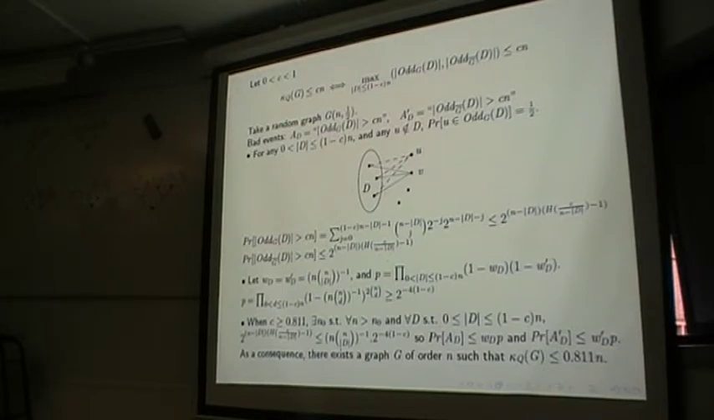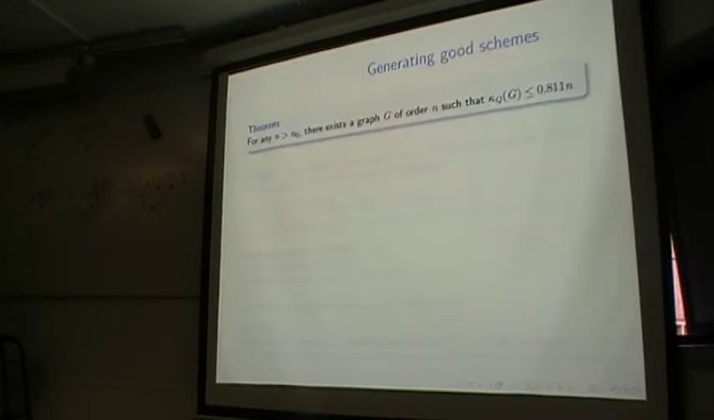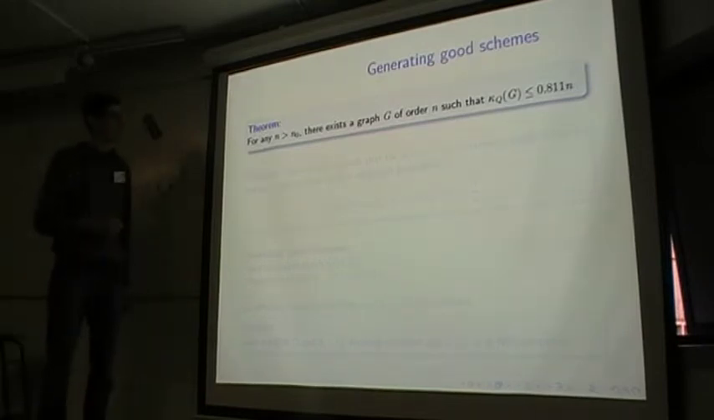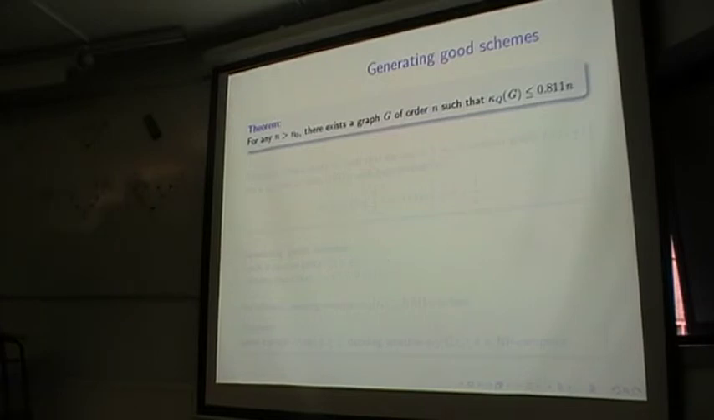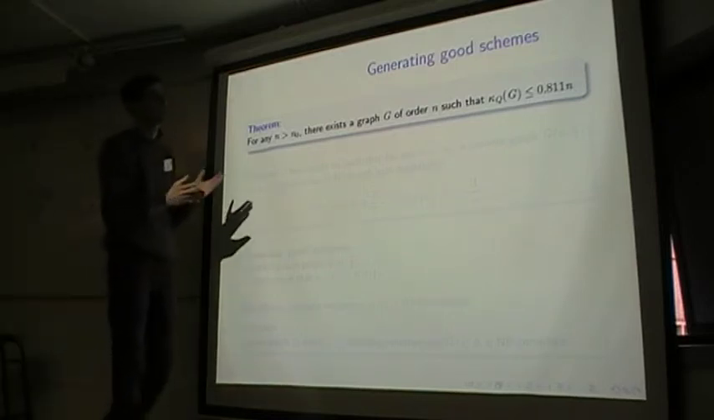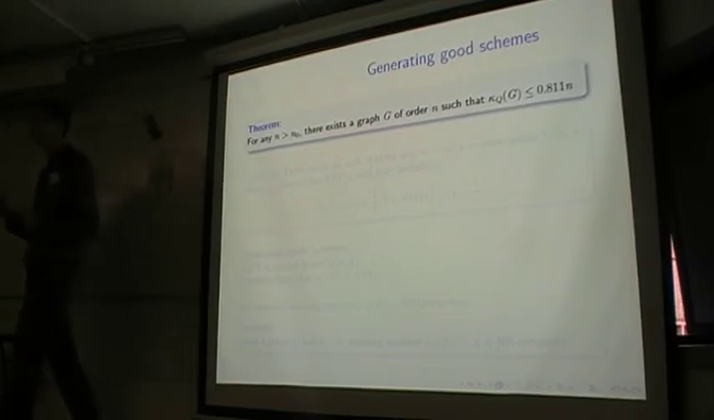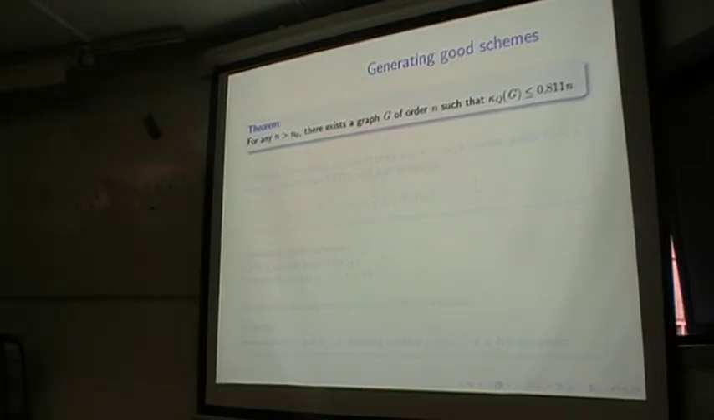After this proof, which was a bit technical, sorry about that, let's go back to this property. We have proved that for any n which is big enough, there exists a graph of order n such that the threshold of the corresponding secret sharing scheme is smaller than 0.811. It's a bit frustrating because we are not able to construct such a graph, but they exist. There exists at least one graph for any n satisfying this property.